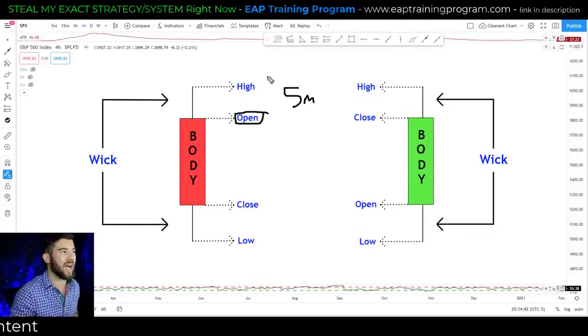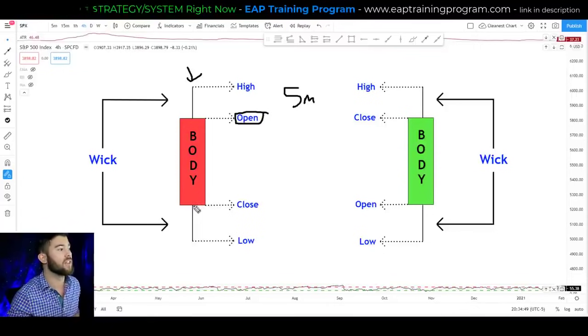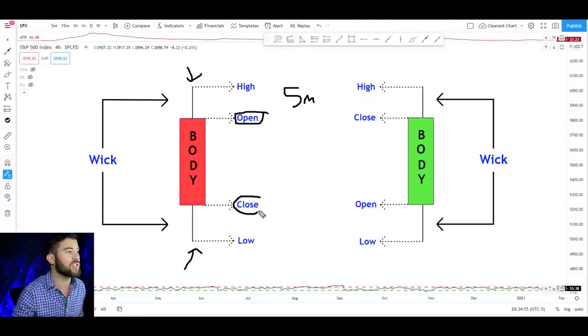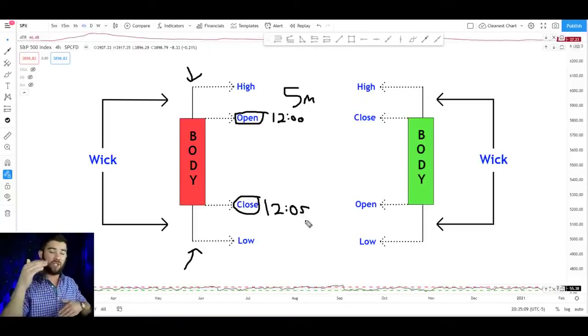So the open is there. The highest point is the same. It's the top of the line or wick of the candle. That's the highest point price got to within 5 minutes. The low is the lowest wick on that candle. That's the lowest point price got to in 5 minutes. And the close is the closing price after 5 minutes of data on a 5-minute chart. Again, if we started this at 12 o'clock, then the closing price would be at 12:05. And this candle shows you all of the action of price between 12 and 12:05 if you're on a 5-minute chart.